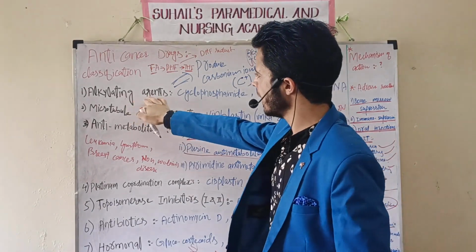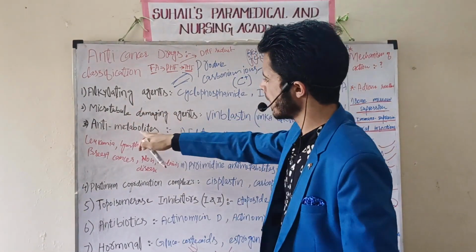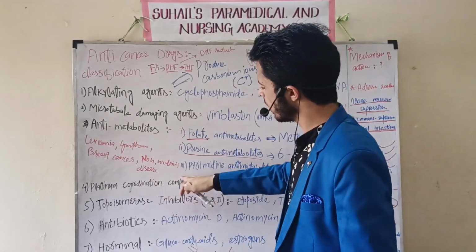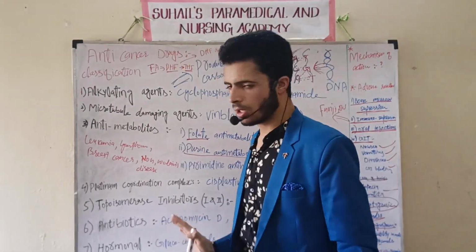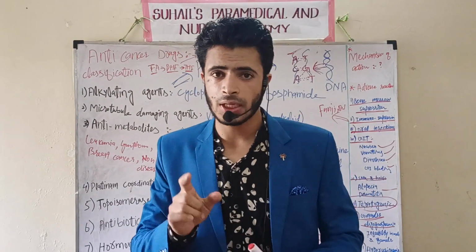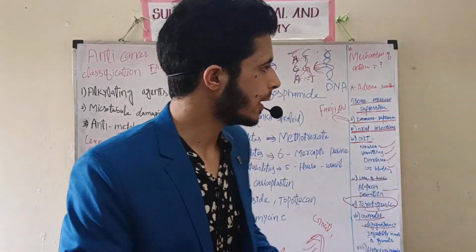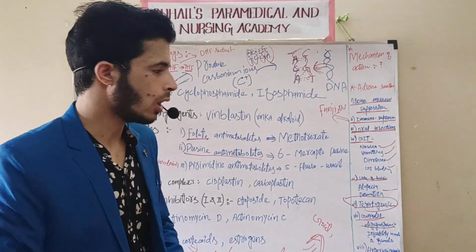One more thing is how you remember these drugs. You can remember: alkylating agents, microtubule damaging agents, antimetabolites, platinum coordination complex, topoisomerase inhibitors first and second, antibiotics and hormones. And I will check whether there is any kind of mnemonic for this. I will tell the mnemonic also, how to remember the classes.